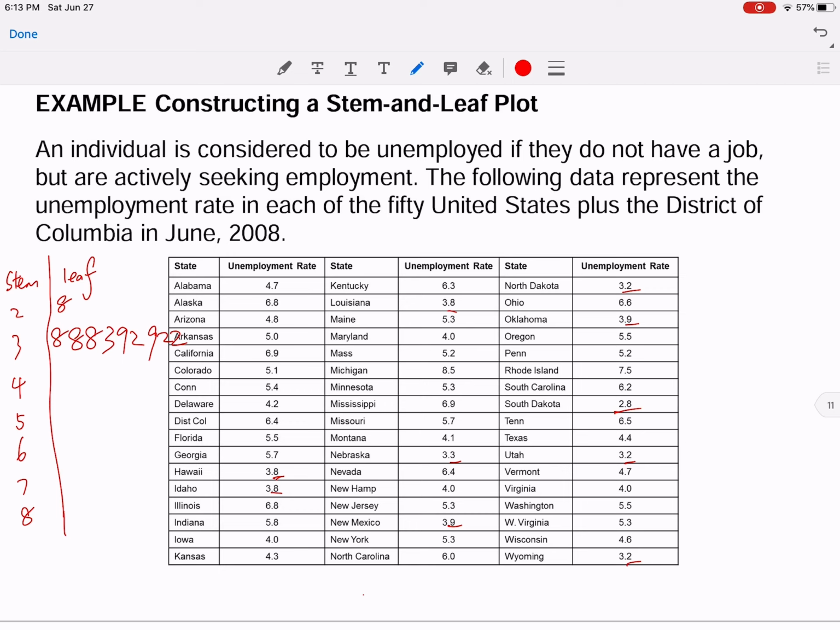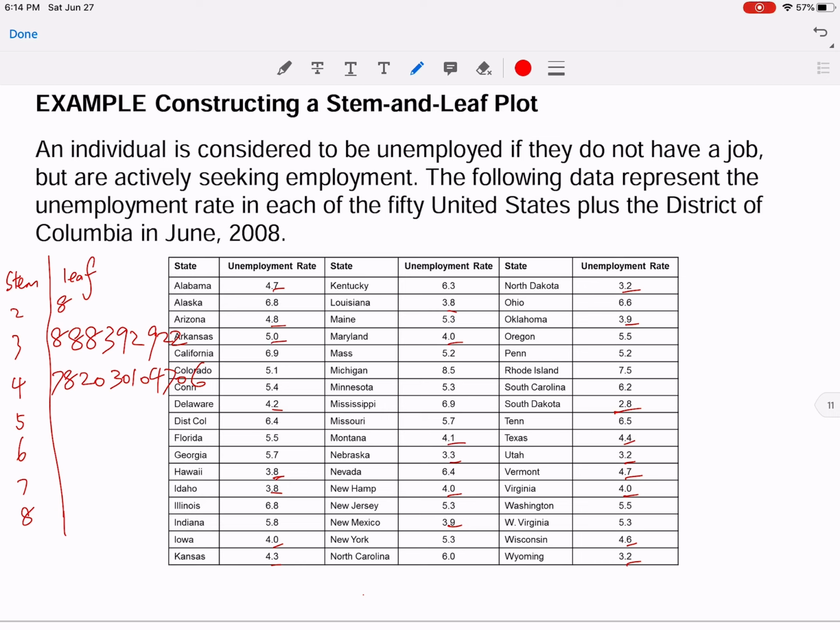Now let's take a look at stem 4. We have leaf 7, and then 8, and then 2, and then 0, and then 3, and then 0, and then 1, and then 0, and then 4, then 7, 0, 6, then 6. That's for stem 4. Now let's take a look at stem 5.